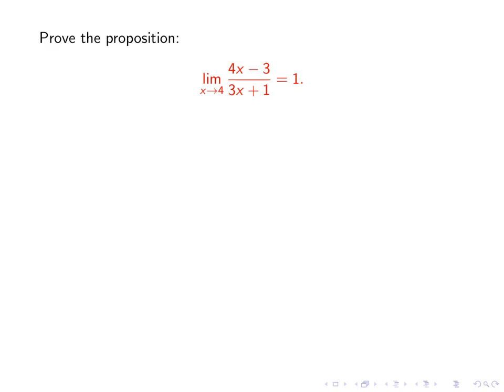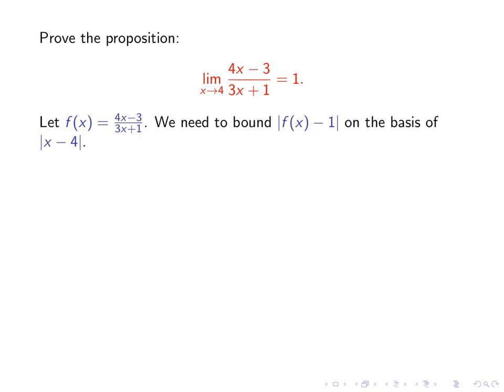This is commentary from problem number 1 of class activity 8. You were supposed to prove the proposition that the limit as x approaches 4 of (4x - 3)/(3x - 1) equals 1. So let f(x) equal the fraction, and we need to bound the absolute value of the fraction minus 1 on the basis of the absolute value of x - 4. To do this, we simplify the expression f(x) - 1 first.